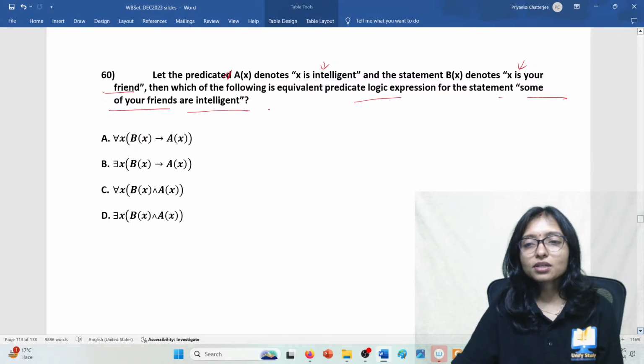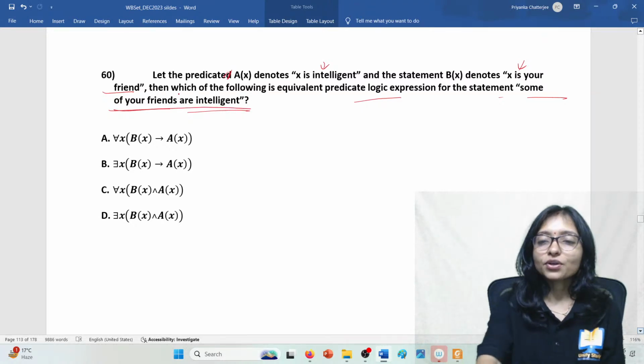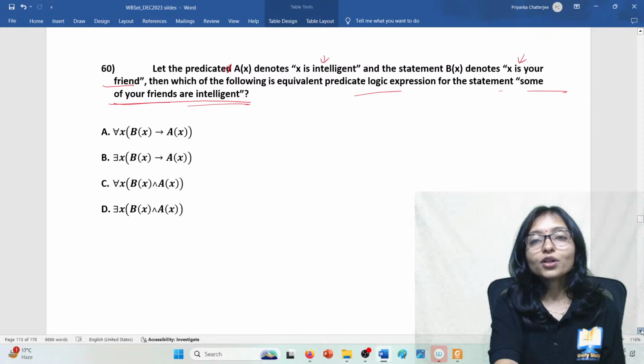Very popular question. Multiple examiners ask questions from this line. Some of your friends are intelligent. You are also intelligent, right?